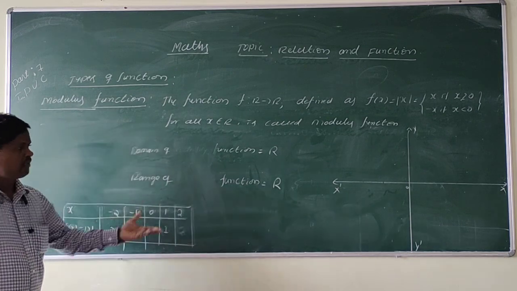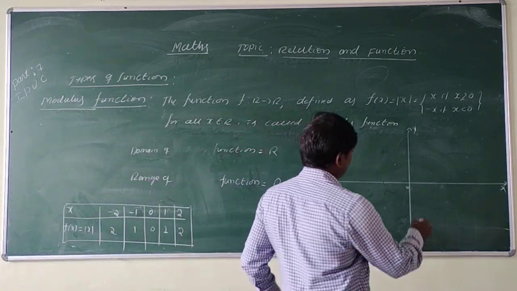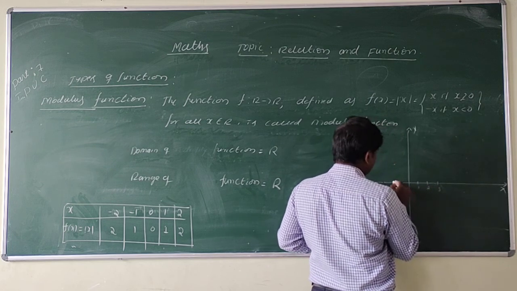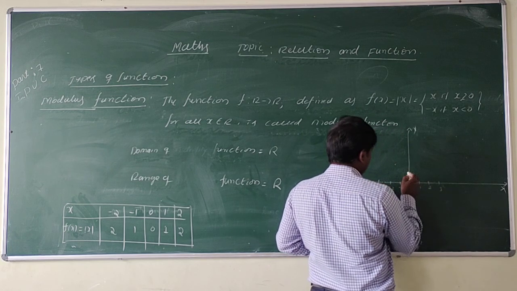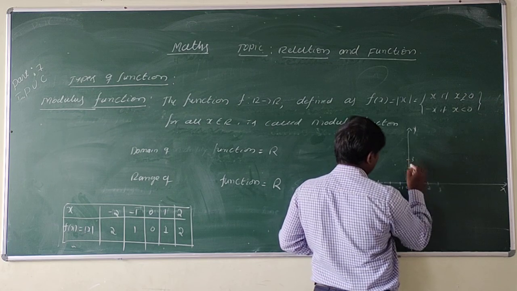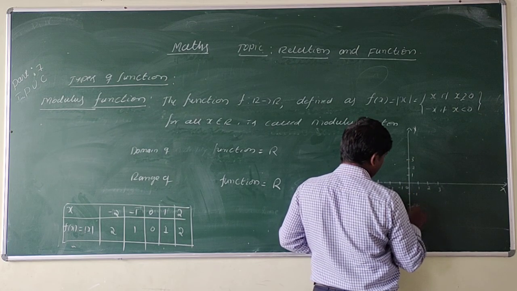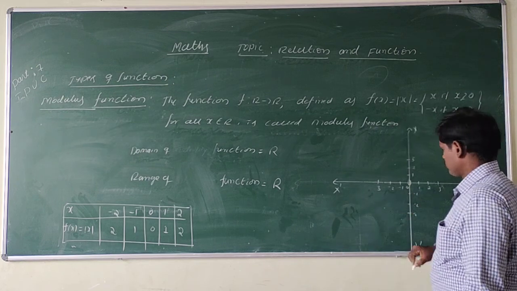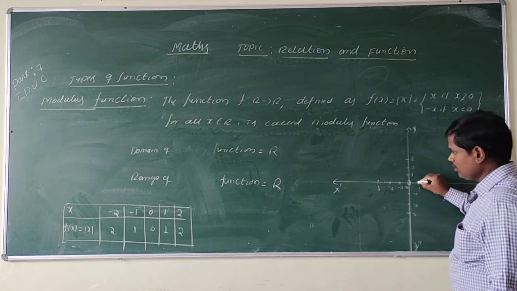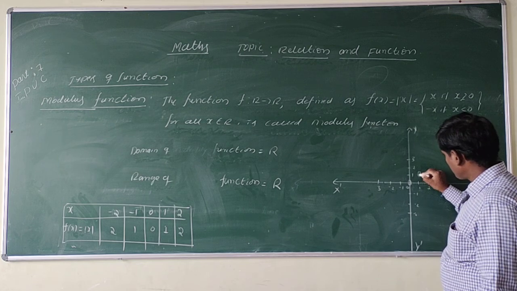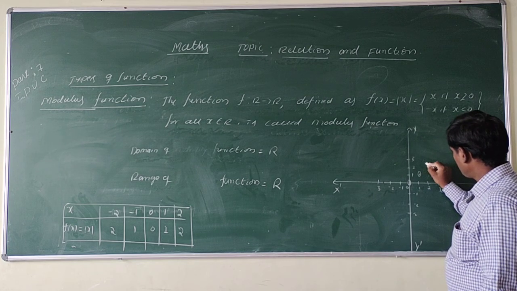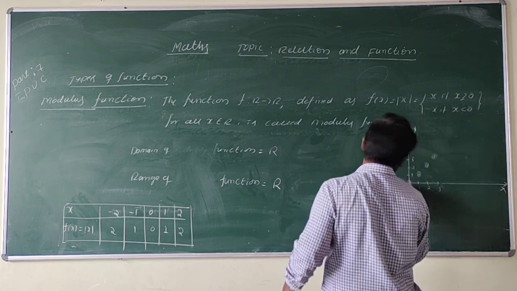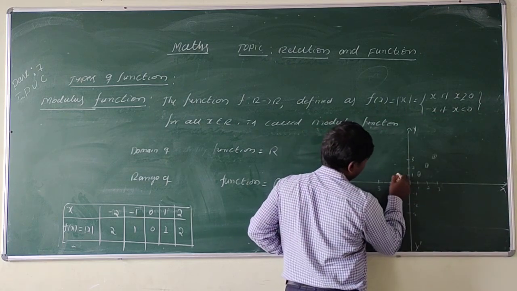By using this table, it is better to draw the graph. Here I am taking 1, 2, 3 and minus 1, minus 2, minus 3 on the axes. If you put 0, then you get 0, 0. Put 1, then we get 1, 1; 2, 2; and 3, 3. Similarly, if you put minus 1, then we get plus 1.